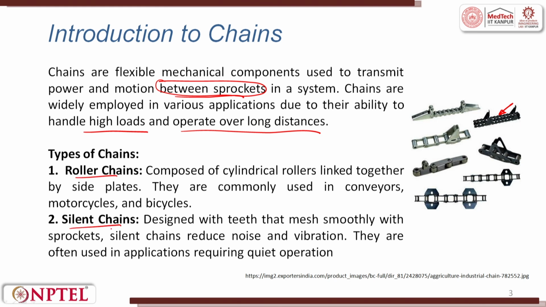Roller chains are generally composed of cylindrical rollers linked together by side plates. So, these are rollers and these are side plates. This is a side plate and here inside we have a roller. They are commonly used in conveyors, motorcycles and bicycles. This is due to their strength and durability.